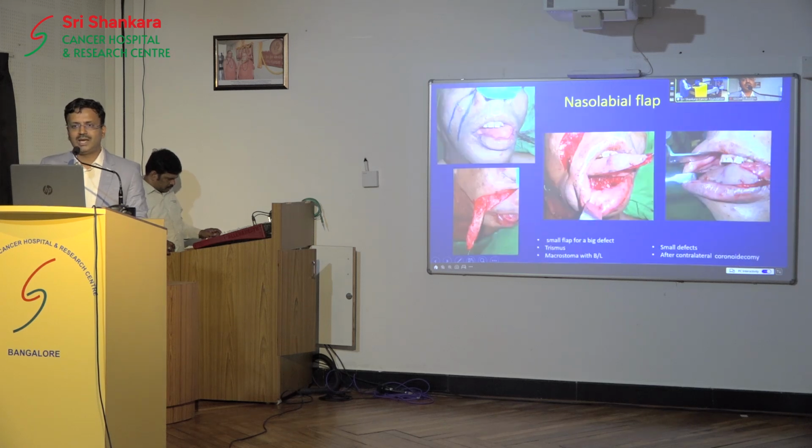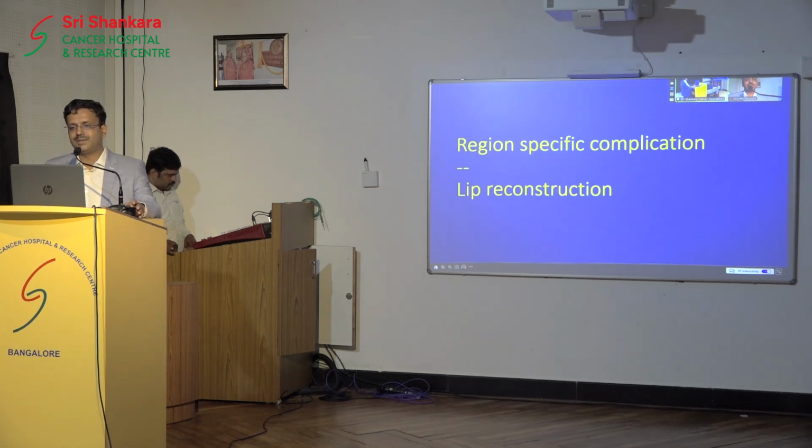So nasolabial flap is one of the other local regional flaps. It is a very common flap where we tend to use it for a very large defect, and this can lead to trismus, and if you are using it as a bilateral flap, it can lead to macrostomia. So preferably we use it for verrucous carcinomas in females, or after a coronoidectomy on the contralateral side to improve the mouth opening. So these are flap specific complications.